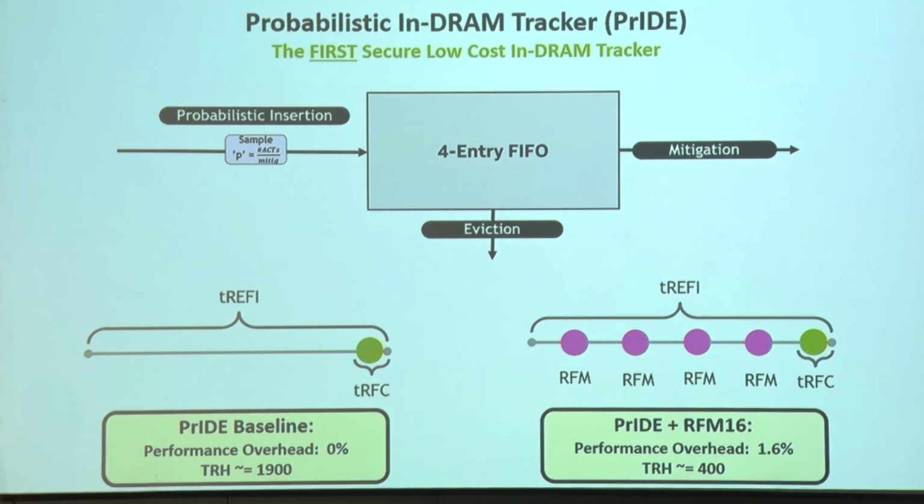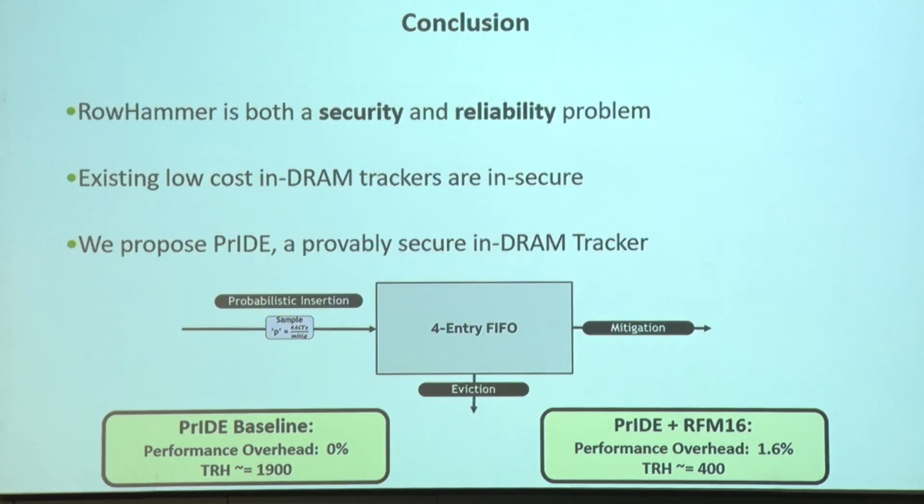If we decided to do that, the trade-off is in terms of performance, because we can use DRAM's RFM commands to issue a mitigation periodically. We can scale the Rowhammer threshold down to 400, but the overhead is roughly 1.6%.